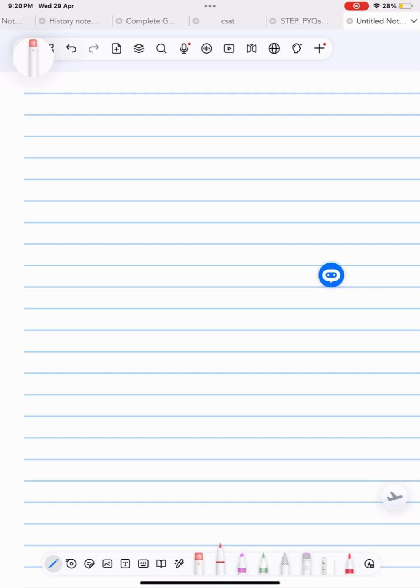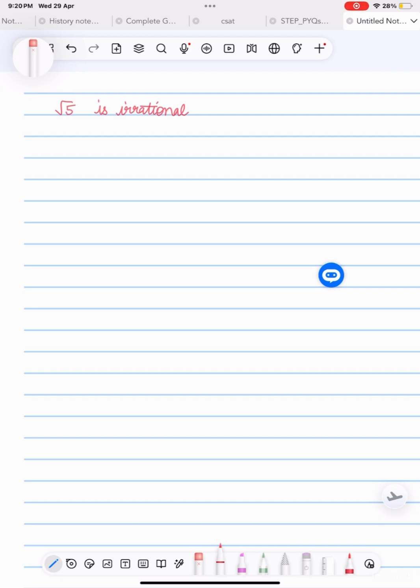Now, let's move to our second question. This question is again very repeated, not exactly, but a similar kind of question is always present in every year's paper. We have to prove that root 5 is irrational. How can you do it?